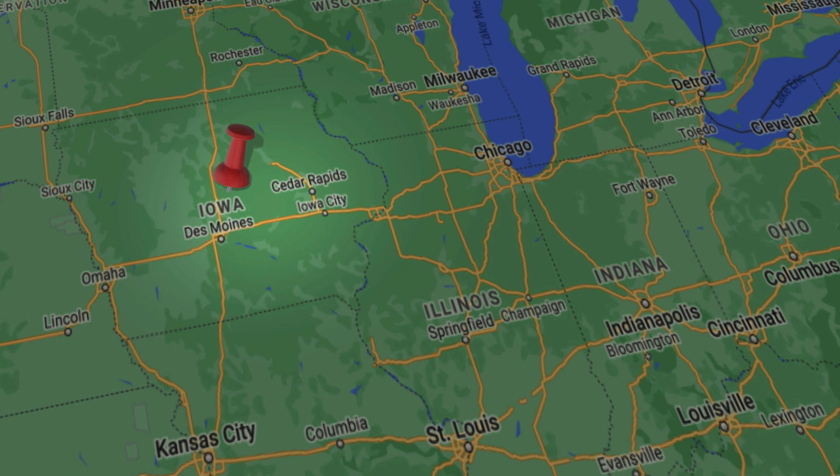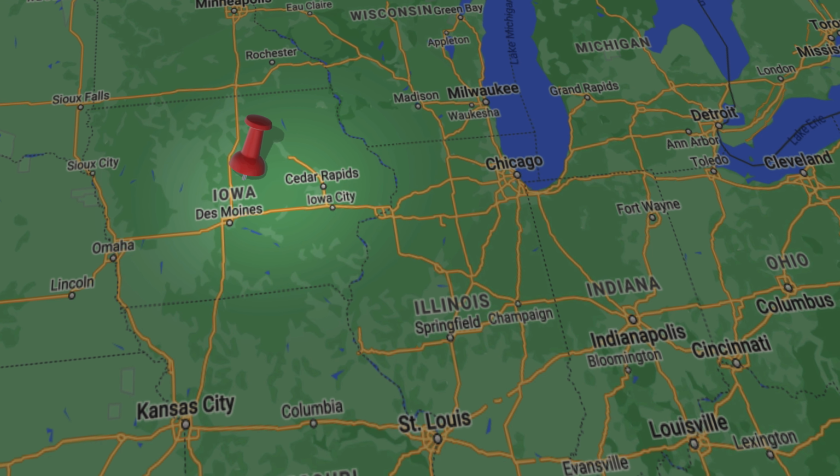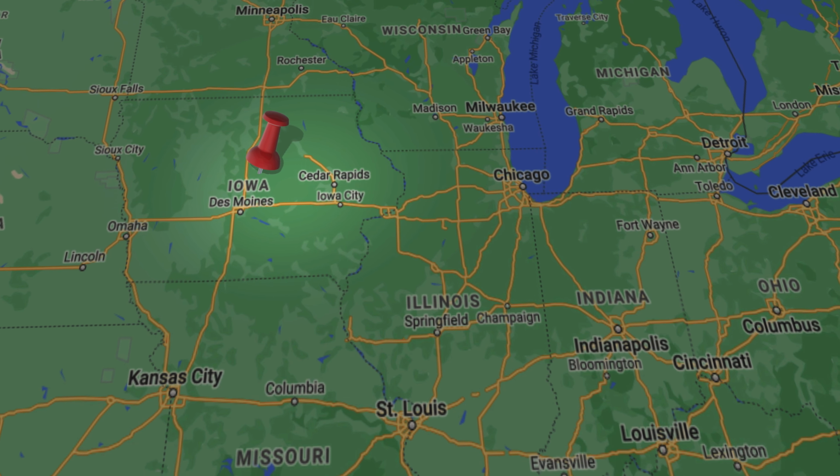The economic development issue that we addressed in the paper is the effects of tax increment financing, or TIF, on business entries and exits in Iowa.